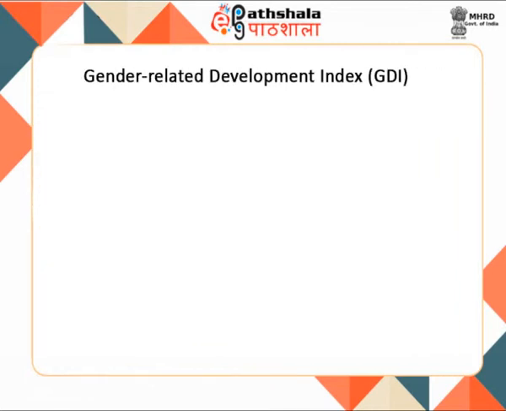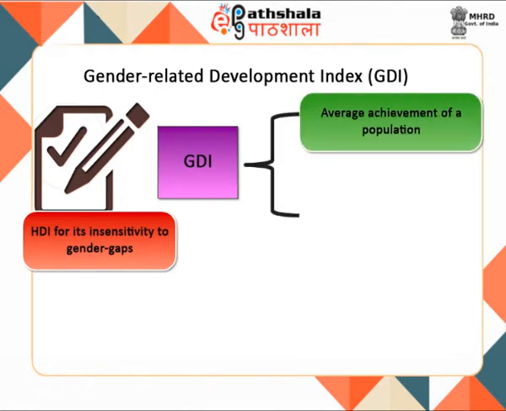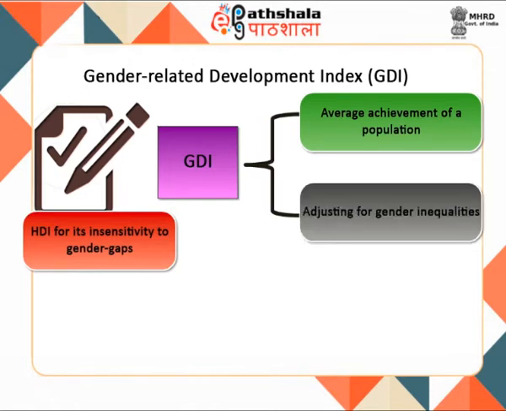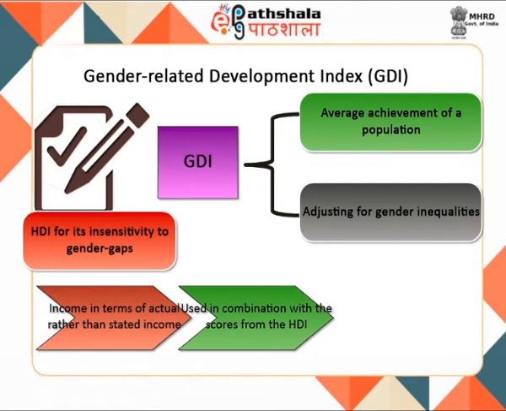The Gender Related Development Index (GDI) is a measure to correct the HDI for its insensitivity to gender gaps. The GDI is a composite indicator that measures the average achievement of a population in the same dimensions as the HDI, while adjusting for gender inequalities in the level of achievement in the three basic aspects of human development. It uses the same variables as the HDI, disaggregated by gender. It considers income in terms of actual rather than stated income. It can only be used in combination with the scores from the Human Development Index, but not on its own.